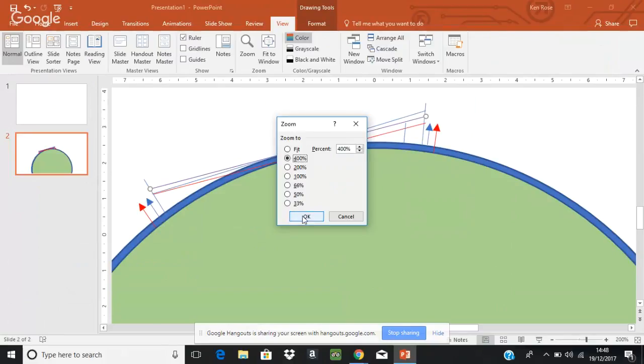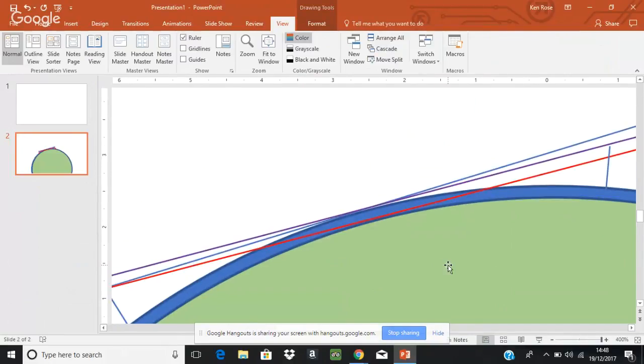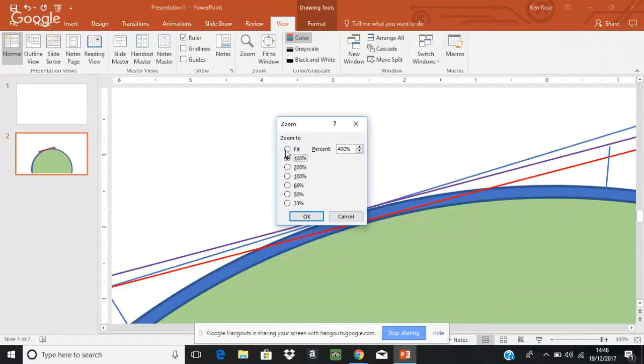Just going to see if I can get a more magnified view of this on screen now. It looks like 200% is the best I can get.